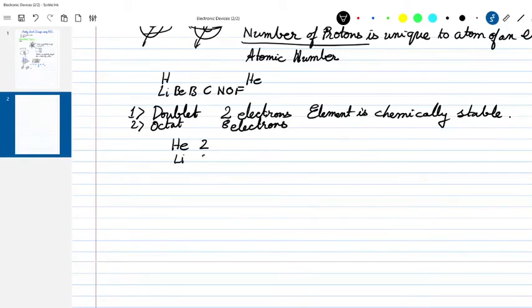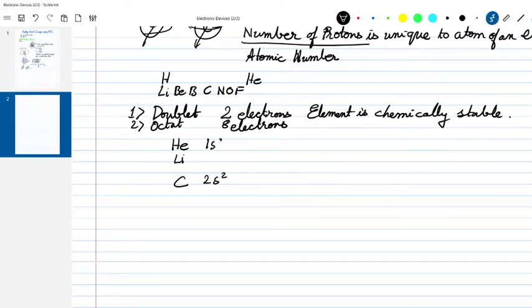Lithium has 2 in this shell and then 1 in this one, so that makes the atomic number 3, right? You can keep on filling like this. So for example, let's look at carbon. Carbon is 1s2, 2s2, sorry, this filling is slightly off. Okay, so how do you do that?